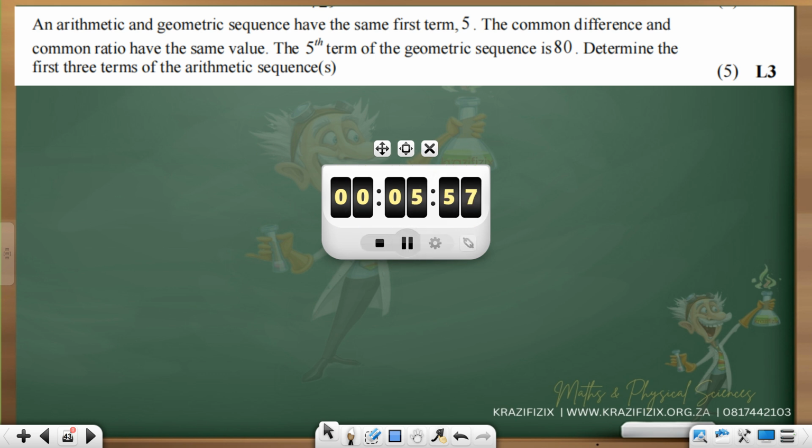6 minutes. Read, change into maths, then simplify.